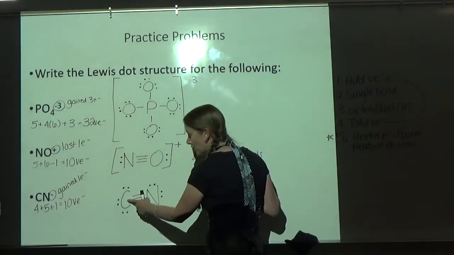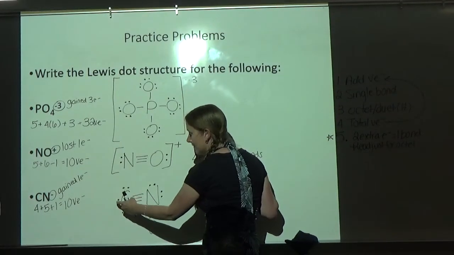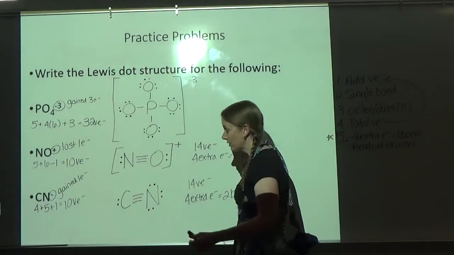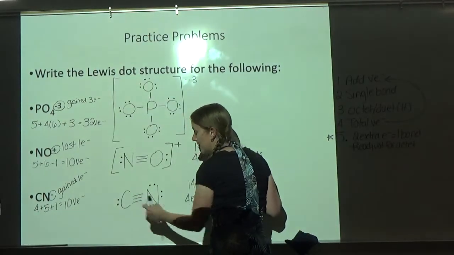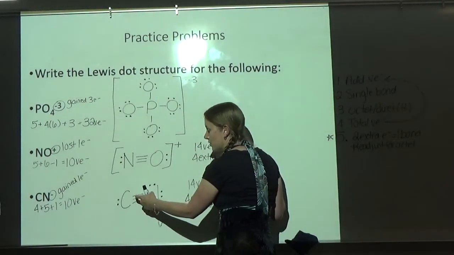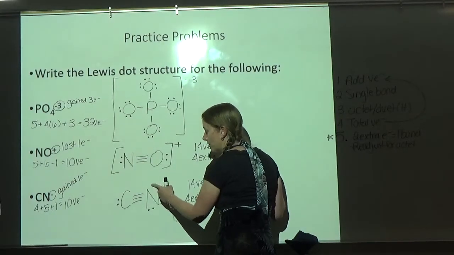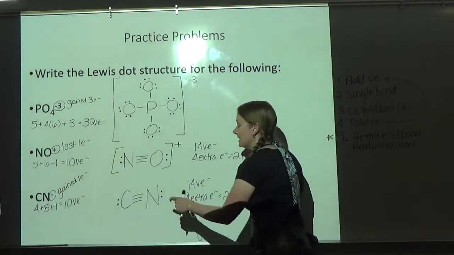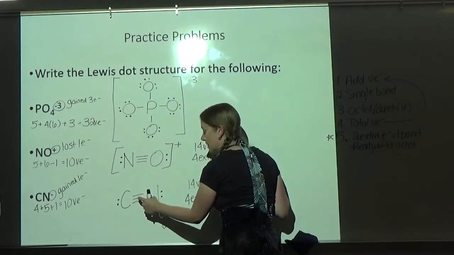So now carbon has 2, 4, 6, 8, 10, 12. So I need to get rid of 4 electrons, or 2 pairs. See, now it has 2, 4, 6, 8. And now nitrogen has 2, 4, 6, 8, 10, 12. So I get rid of 2 pairs, or 4 electrons. And see, now nitrogen has 2, 4, 6, 8.